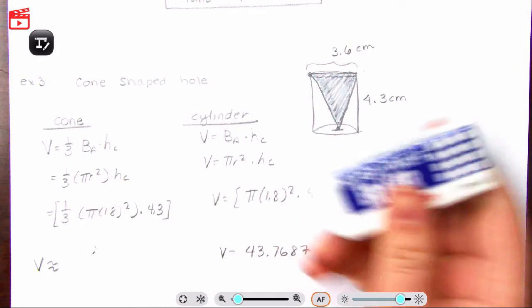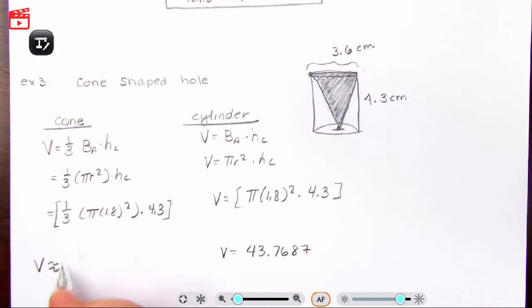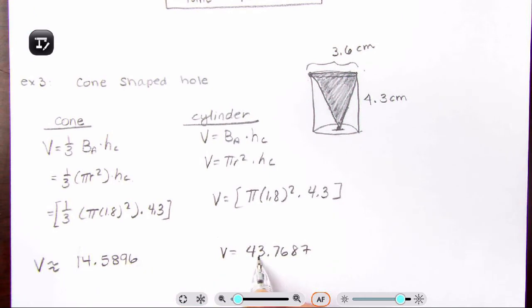And we can double check. And honestly, if you guys wanted to do it this way, you can. Take the cylinder. We know the cone is 1/3 of the cylinder. So if you know the volume of your cylinder, all you have to do is divide by 3 and you get your volume of your cone.